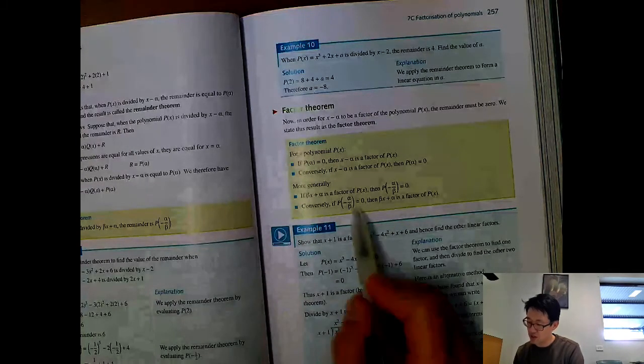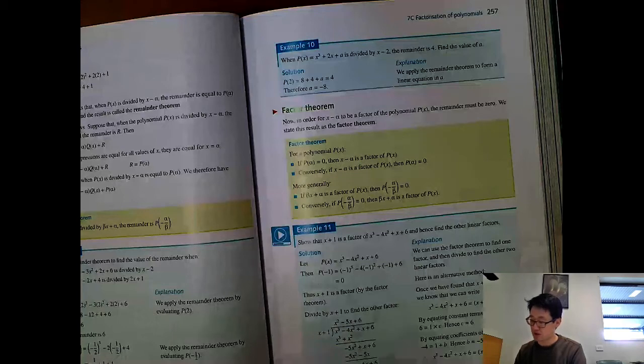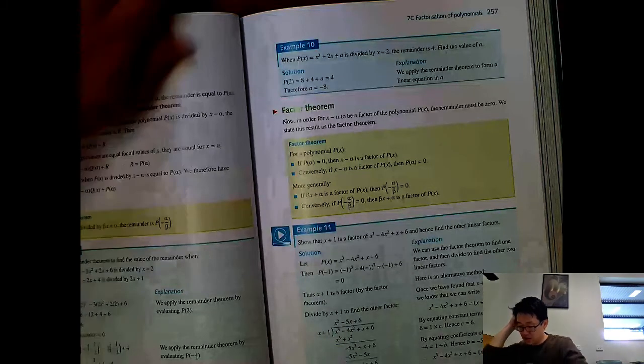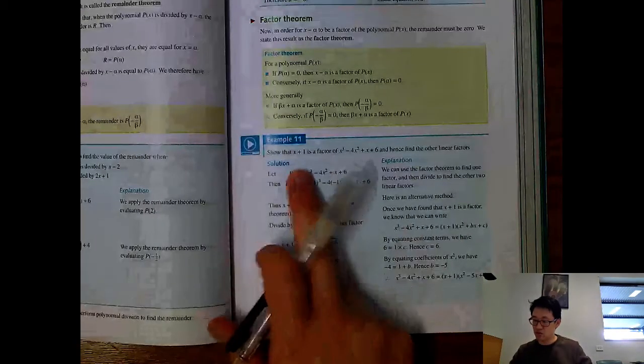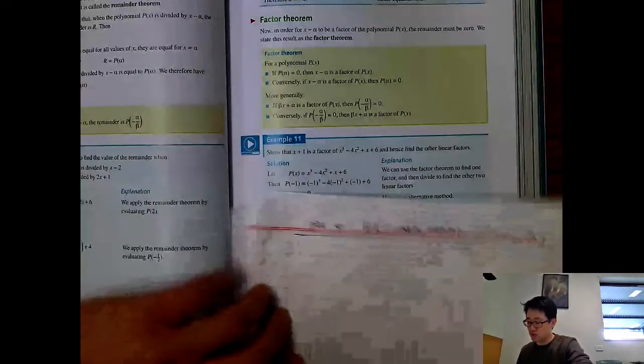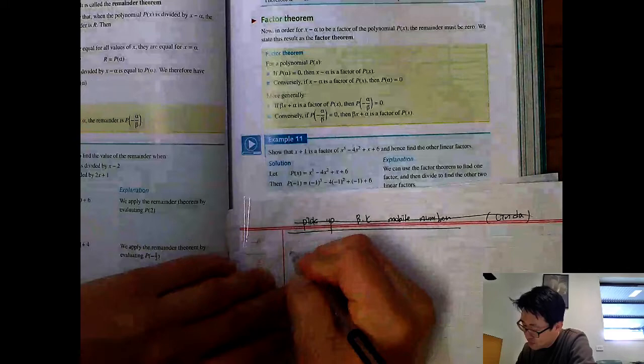You can just see that it's the same thing. It makes equals 0, so I won't talk about it. In this case, I will do that example 11 with you. Example 11. Okay, I did it.